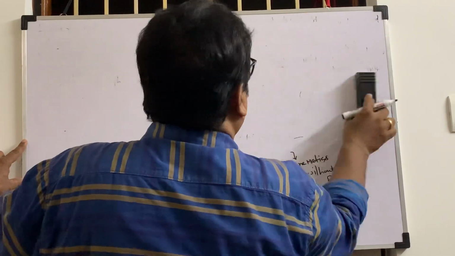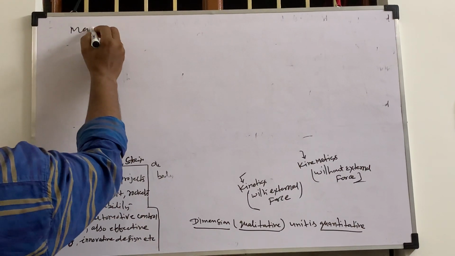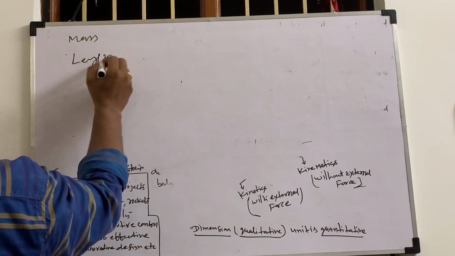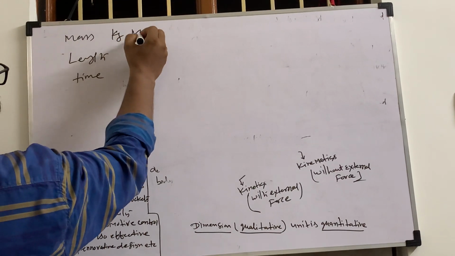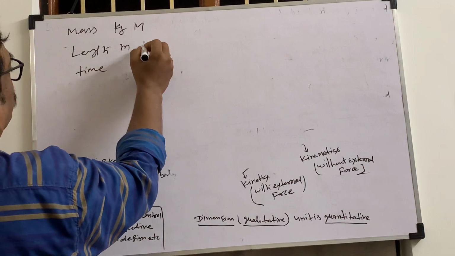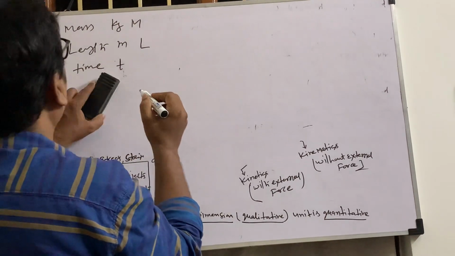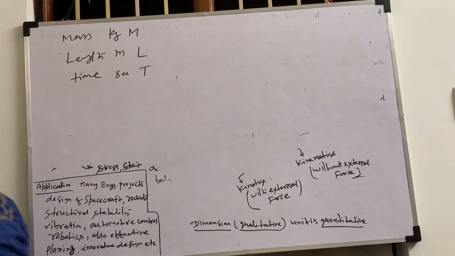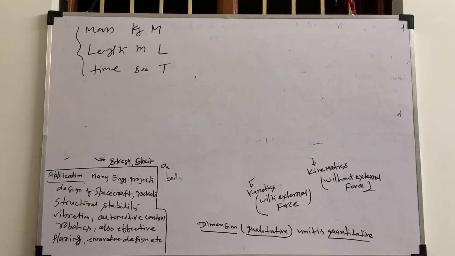So what are the basic units? Basic units you can say are mass, length and time. Mass unit is kg, dimension formula is M. Length unit is meter, dimension formula is L. Time unit is second, and dimension formula is T. So the MLT system. These three are the basic concept of the units.